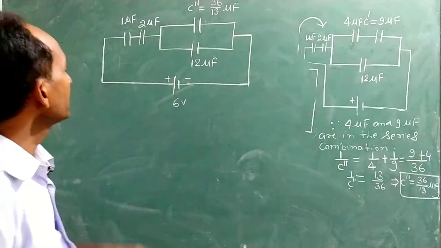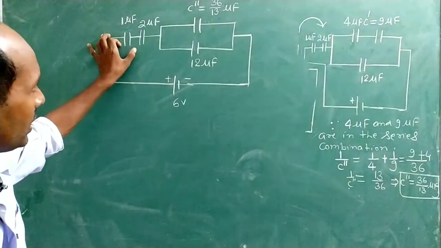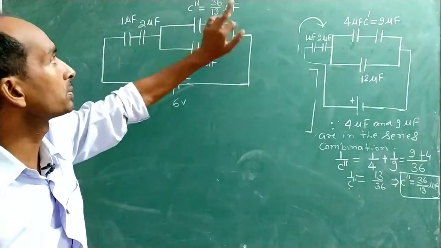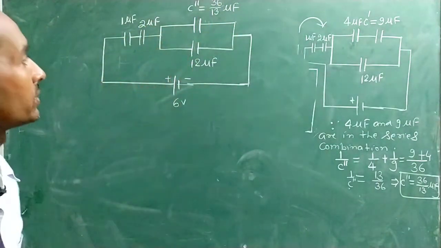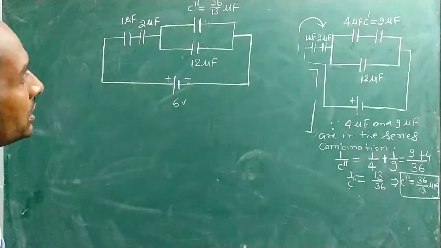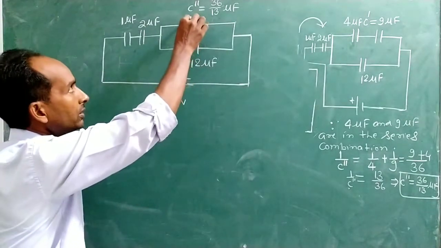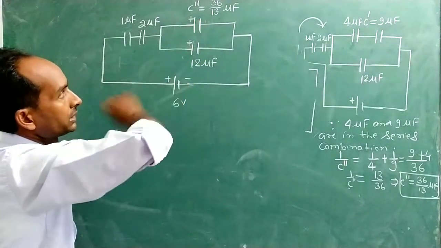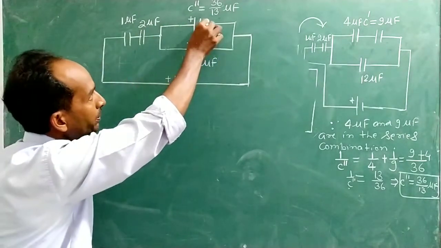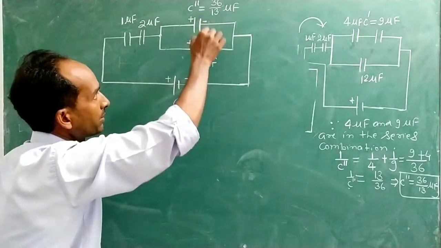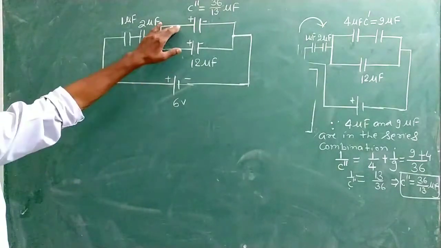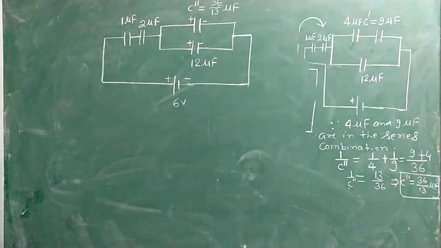Now we have to find the equivalent between the two capacitors, 36 upon 13 microfarad and 12 microfarad. As in the figure, we see that these are in parallel combination, because the first plate of this capacitor and this capacitor are connected at the same point, and the second plates of these capacitors are connected to the other point. So they are in the parallel combination.